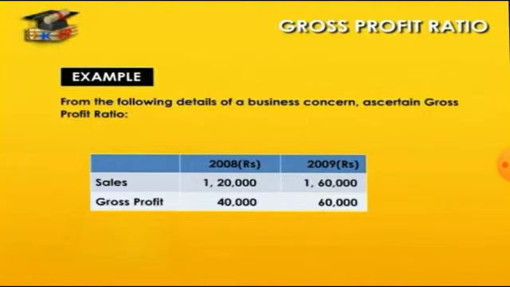Let us see a problem under gross profit ratio. From the following details of a business concern, ascertain gross profit ratio. Here two years are given. They are asking you to find the 2008 as well as the 2009 gross profit ratio. The sales for 2008 is 1,20,000 and in 2009 it is 1,60,000. Gross profit is 40,000 in 2008 and 60,000 in 2009.